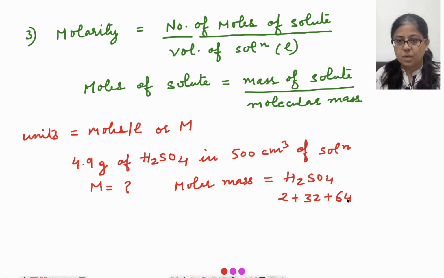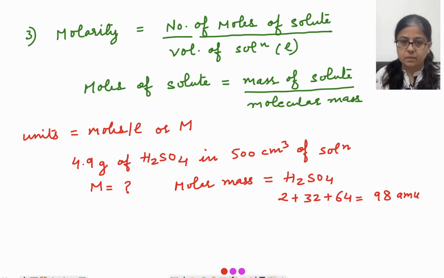So it will be equal to 98. So 98 AMU will be the molar mass of H2SO4. How will we calculate the molarity of the solution? Now, first of all, calculate the number of moles and then divide it by the volume of the solution.